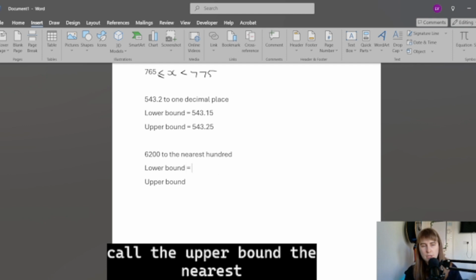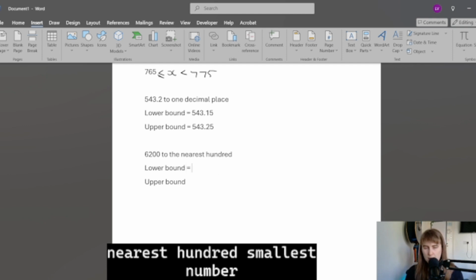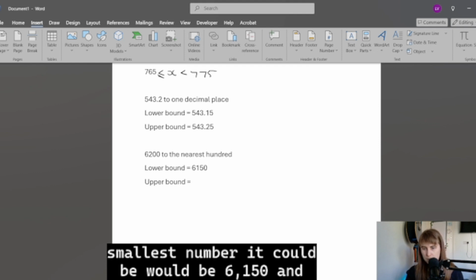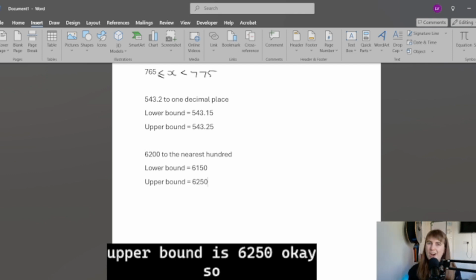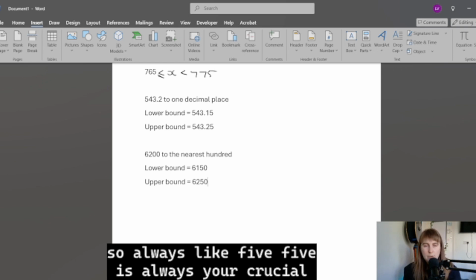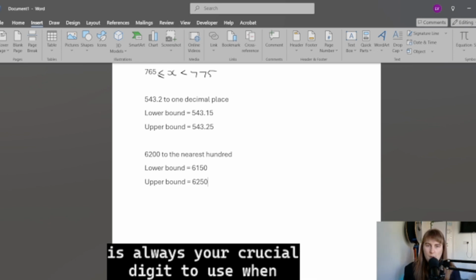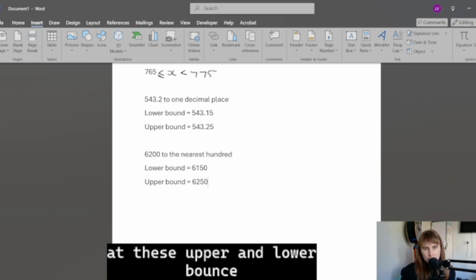To the nearest 100, the smallest number it could be would be 6,150, and the upper bound is 6,250. Okay, so it's always like 5. 5 is always your crucial digit to use when looking at these upper and lower bounds.